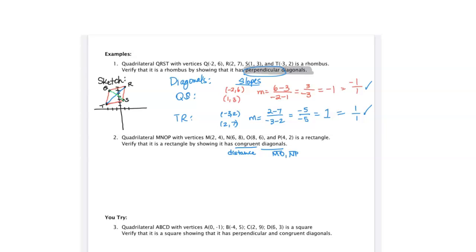Let's sketch it out just to verify that those are our actual diagonals. All right, with our sketch, we can definitely see that MO is one of our diagonals and NP is the other. So once again, we're going to verify that this is a rectangle by showing that it has congruent diagonals. So we have our two diagonals, and they are again MO and NP. And then we're going to calculate the distance for each of them.